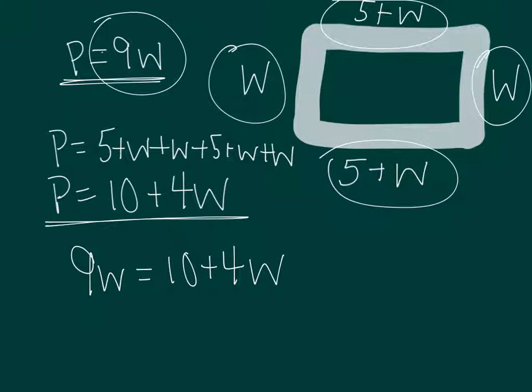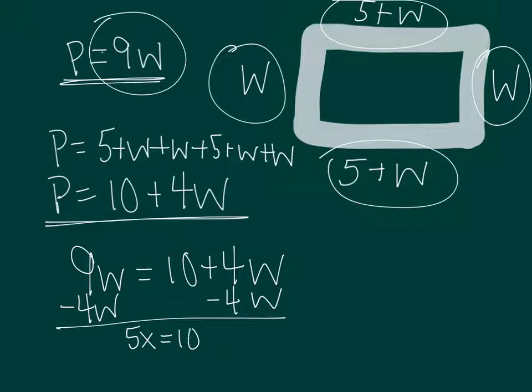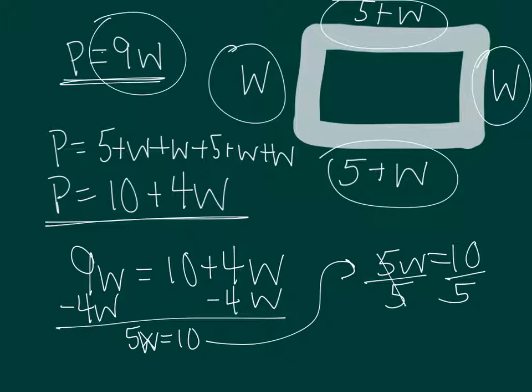Now we know how to solve this. So we're going to subtract 4w, and we are left with 5w equals 10. So I put 5w equals 10, and then we divide by 5. They cancel out, and we're left with w equals 2.